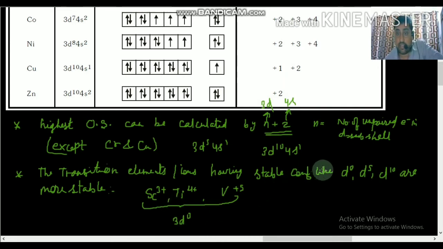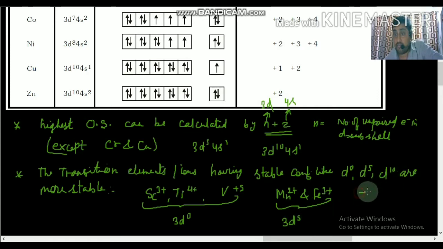Now you see Mn2+ and Fe3+, they are also very stable. Why? Because they contain 3d5 electronic configuration, that is exactly half filled.